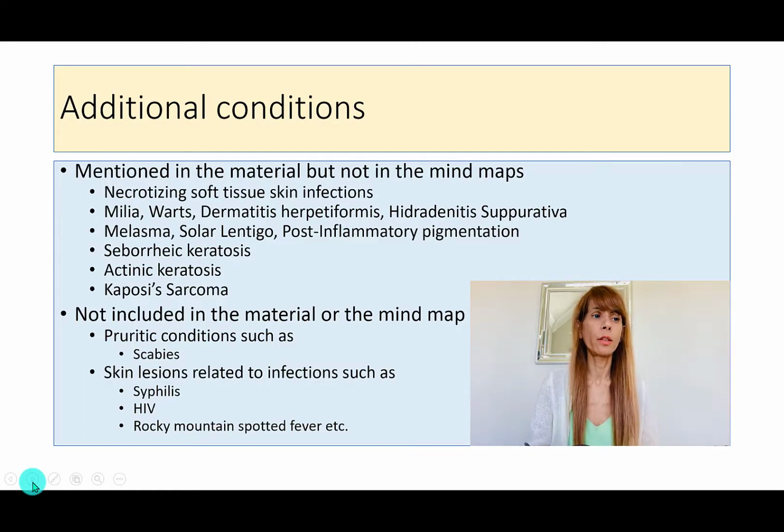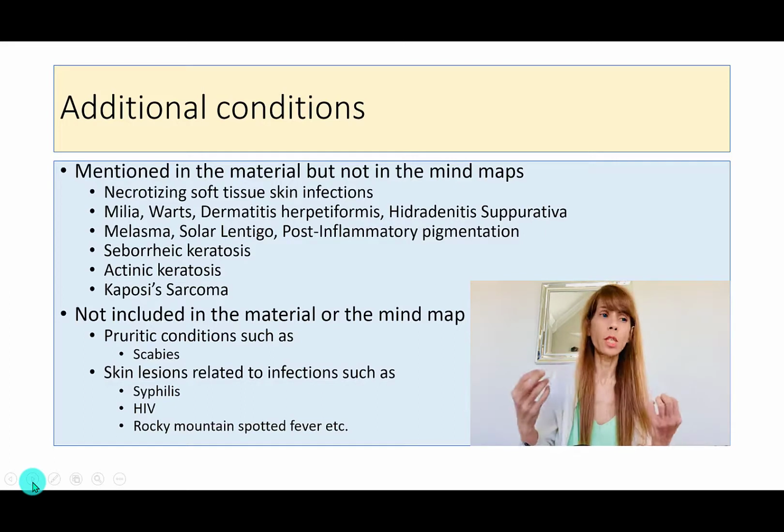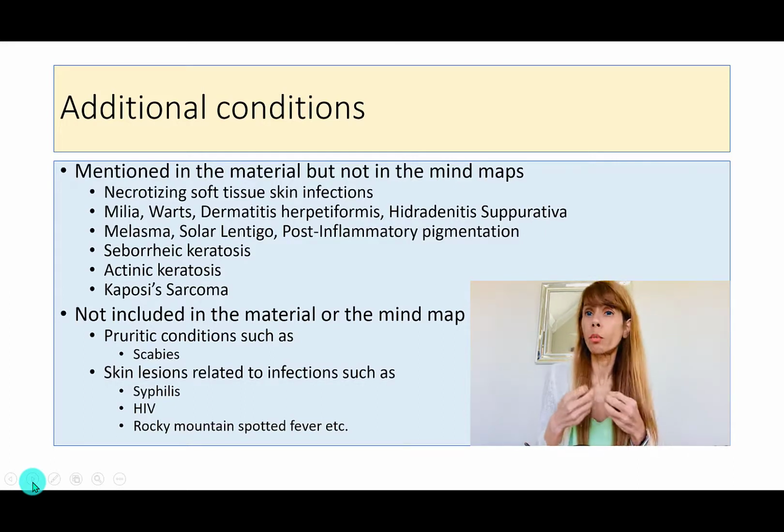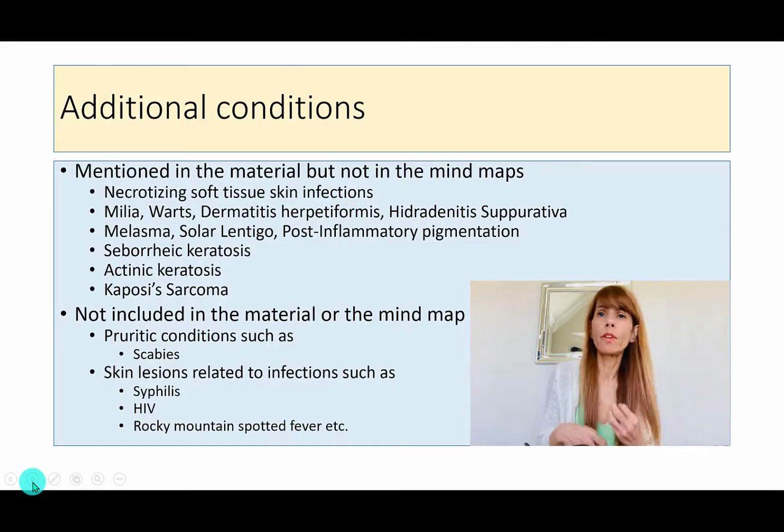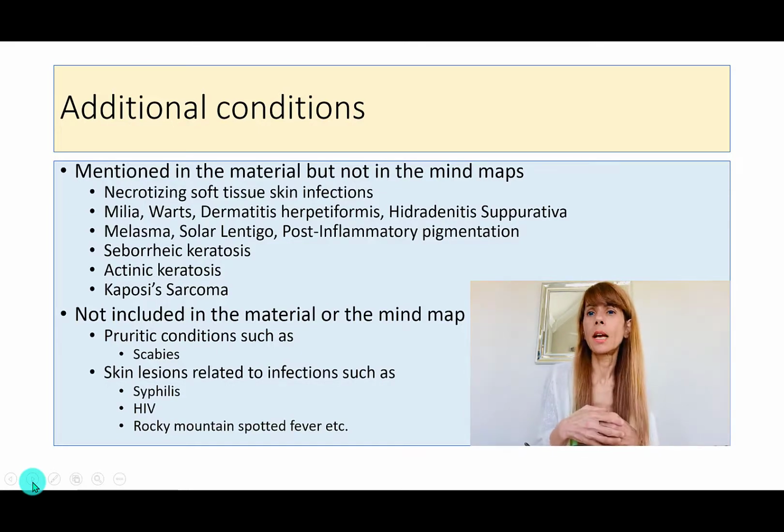Then there are things that are not included in the talk or in the mind map, but those are skin conditions you may come across. Though some of them are a little bit common, I did not include them because of the scope of the presentation. One is scabies, which is a common pruritic condition, but because there is so much itching associated with it, and it's not necessarily a rash all the time, I didn't include it. Then there are some skin conditions that are associated with common infections, for example, syphilis, HIV, Rocky Mountain spotted fever, and other things. I just used the general term infections and did not specifically include these conditions because that would make the presentation very big, and those are possibly covered in other parts of the curriculum.